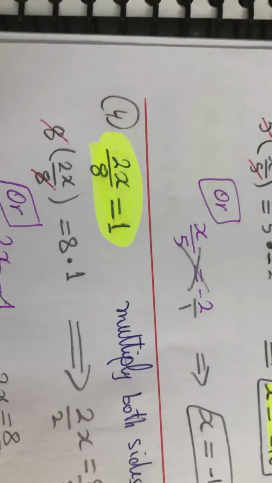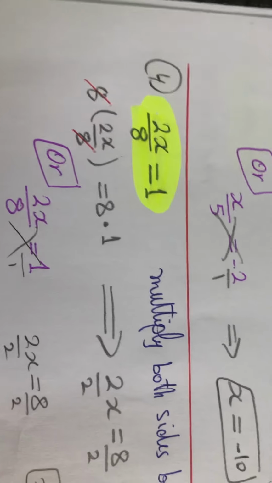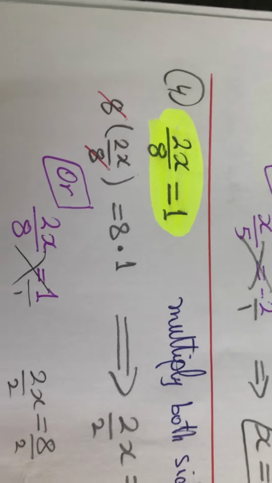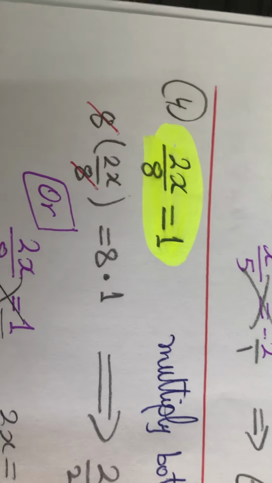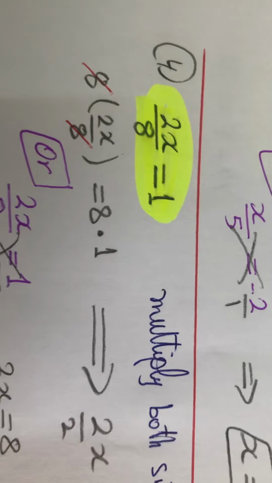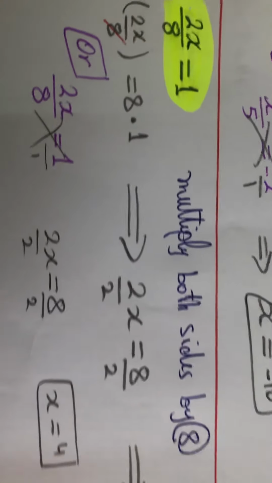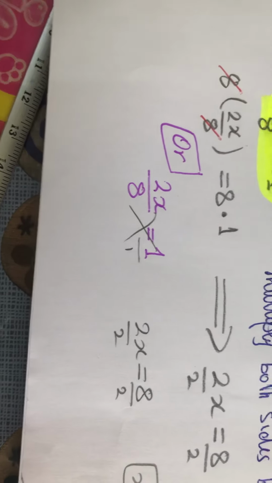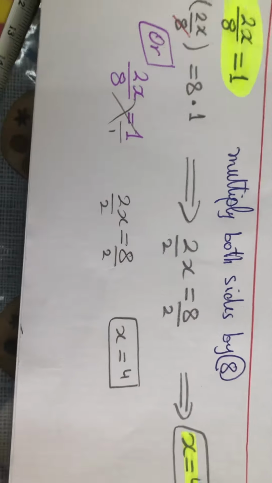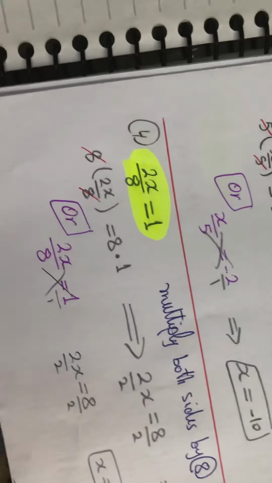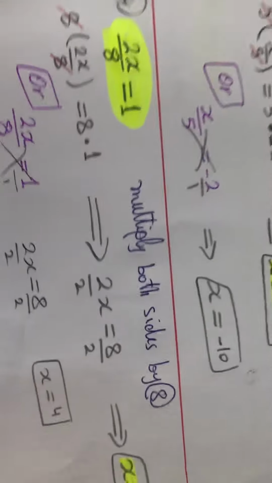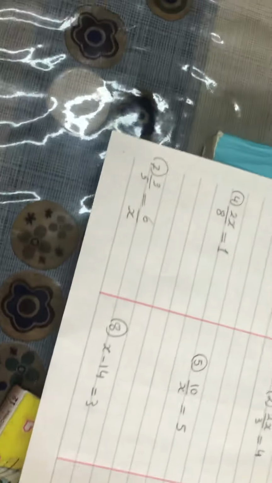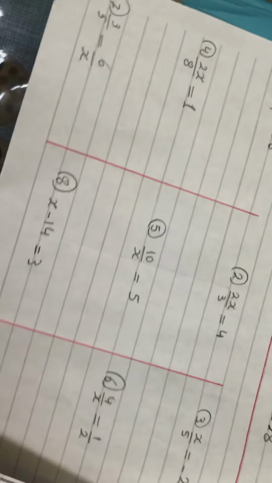Now number 4, 2x over 8 equal 1. You can multiply both sides by 8 or make cross multiplication. Multiply by 8, you will cancel 8 with 8 equal 2x. 2x equal 8. So just 1x equal 4. Or cross multiplication, 2x multiply 1 equal 8 multiply 1. So 2x equal 8 divided by 2 equal 4. Okay? This is number 4. I put for you 8 equations in question number 4, solve for x.